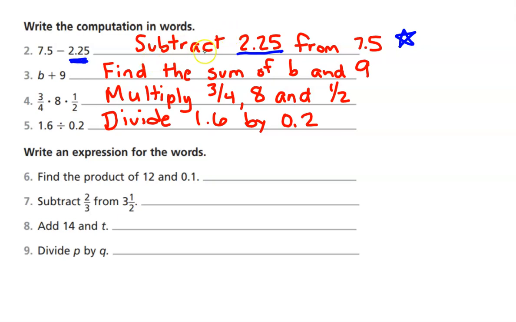It doesn't always mean the first number you come across is the first number that you write. Because if we had written this, that would be a totally different answer than what we intended. So number 6 is not a big deal, but this one says find the product of 12 and 0.1. Well, that just means 12 times 0.1. So we'd write it like that. You'll notice it doesn't even want you to find the answer. It just wants you to write the expression.